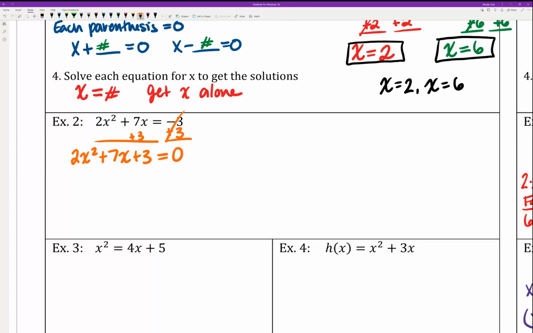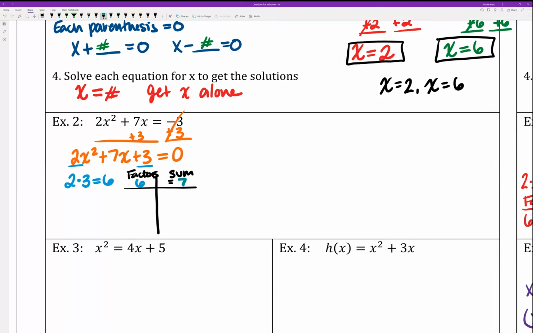Now to factor this, I first am going to check for, do I have a GCF? 2, 7, and 3 do not have a GCF, and my leading coefficient is 2. So because my leading coefficient is a 2, I'm going to have to multiply 2 times 3, or A times C. 2 times 3 gives us 6. So I am going to think about factors of 6 that have a sum equal to 7, which is the term in the middle, that positive 7.